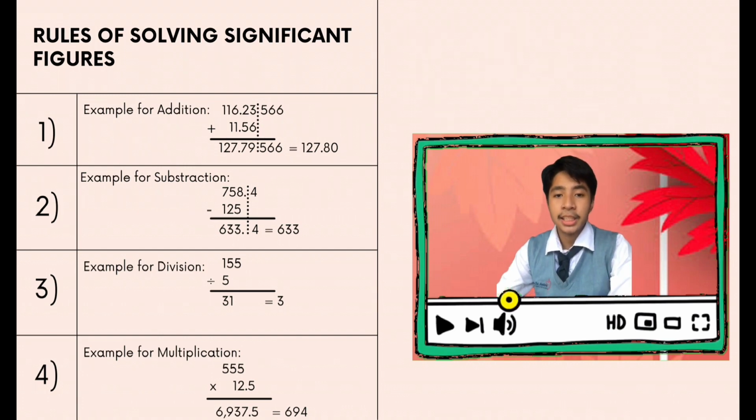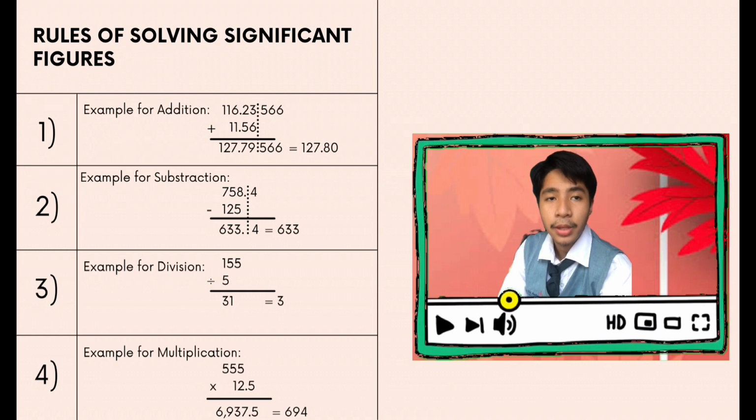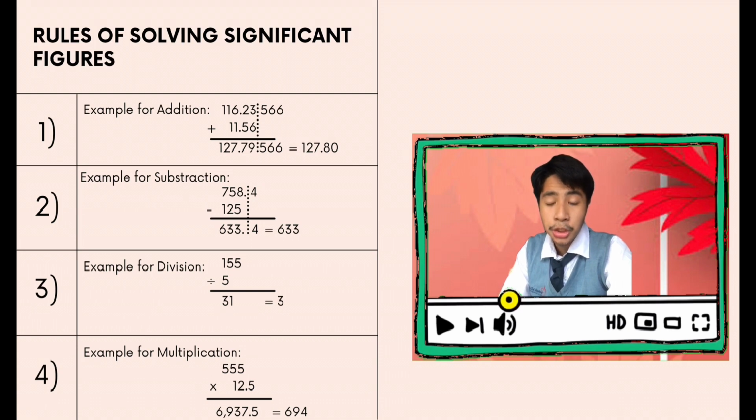So we got here the example for subtraction. We have 758.4 minus 125. We will get the answer of 633.4. But since that isn't the least decimal place, we will change it to 633, since 125 has the least decimal place.